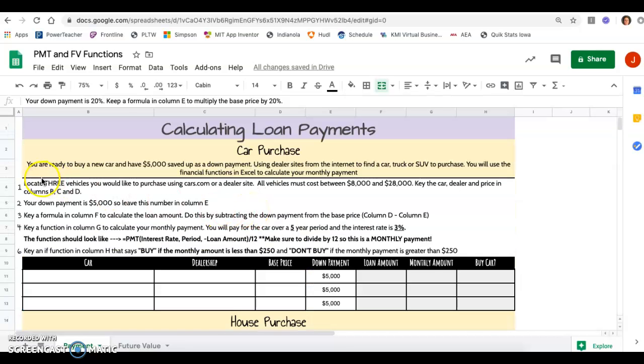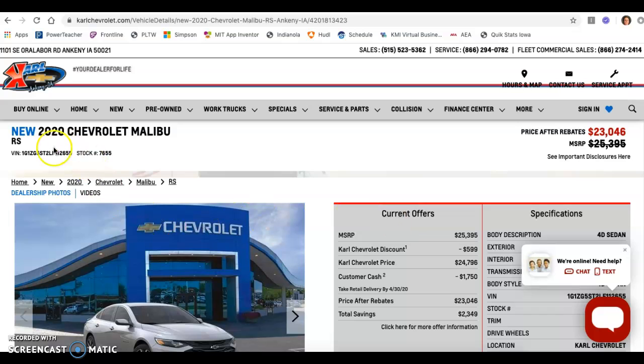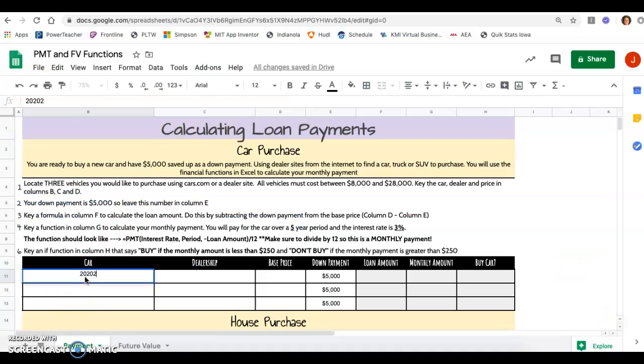So first thing that you're going to do is you're going to locate 3 vehicles you would like to purchase using cars.com or a dealer site. So it gives you some restrictions, 8,000 to 28,000. And you are going to do that 3 different times. So I have found a car here. It is a 2020 Chevy Malibu, $23,046. So I'm going to go back into my document. 2020 Chevy Malibu.